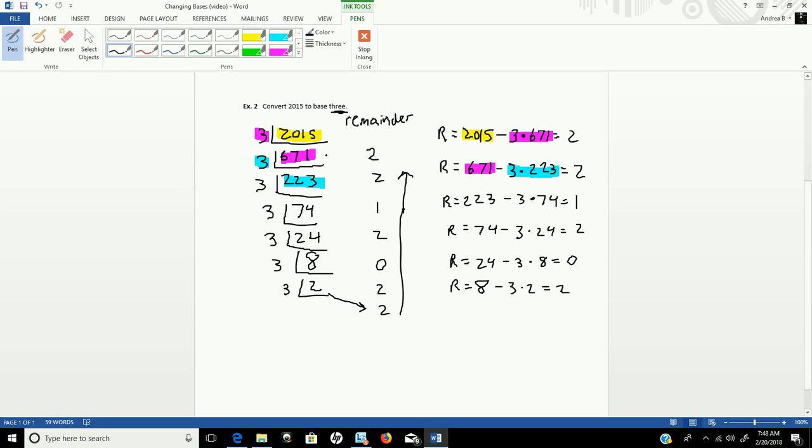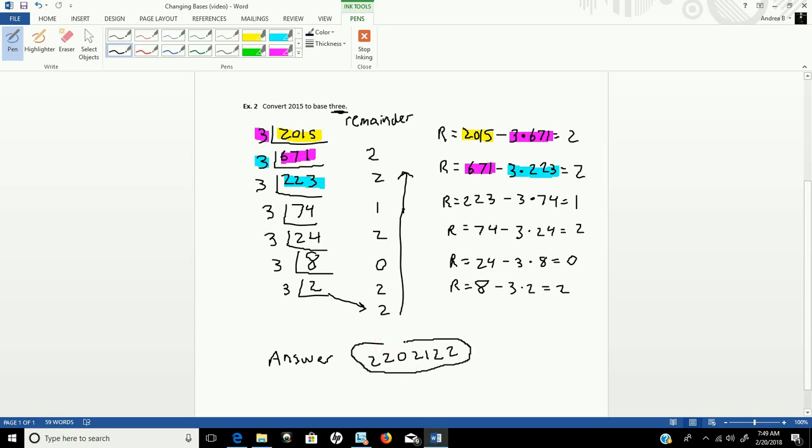Because remember, these repeated divisions were going down instead of upwards. So to read off your answer here, we would get 2, 2, 0, and then 2, 1, 2, 2. So once again, 2, 2, 0, 2, 1, 2, 2 would be your final answer.